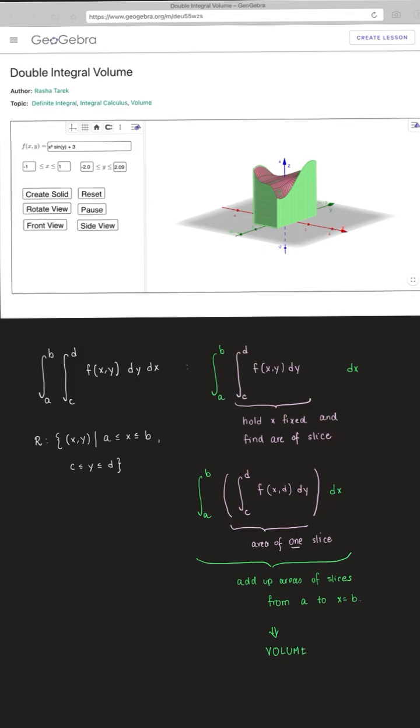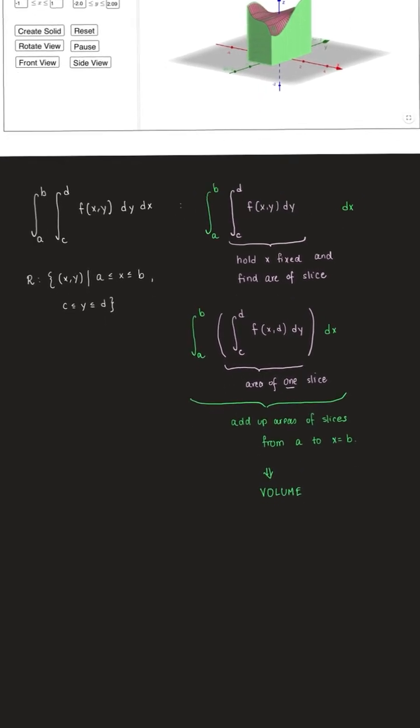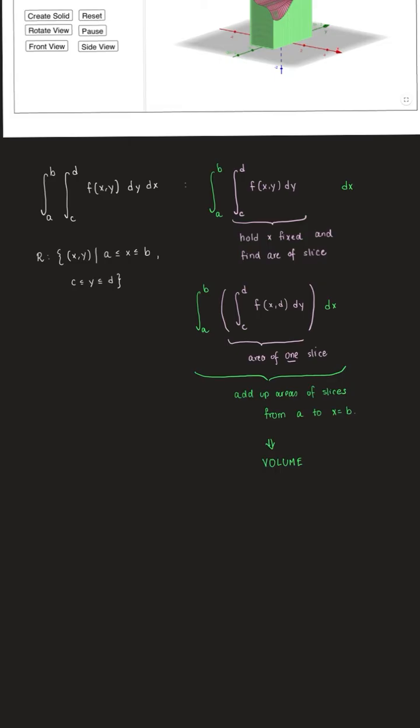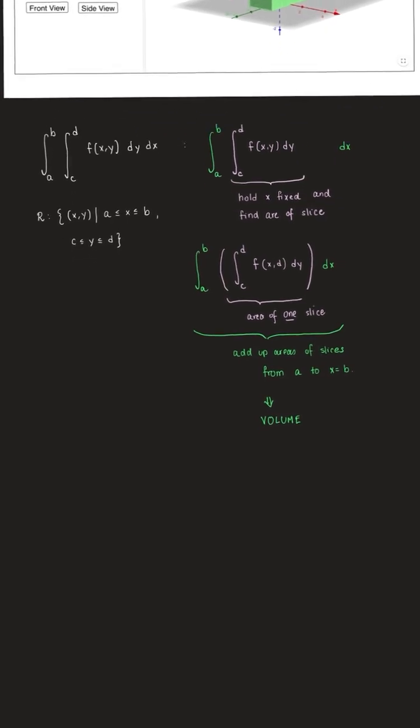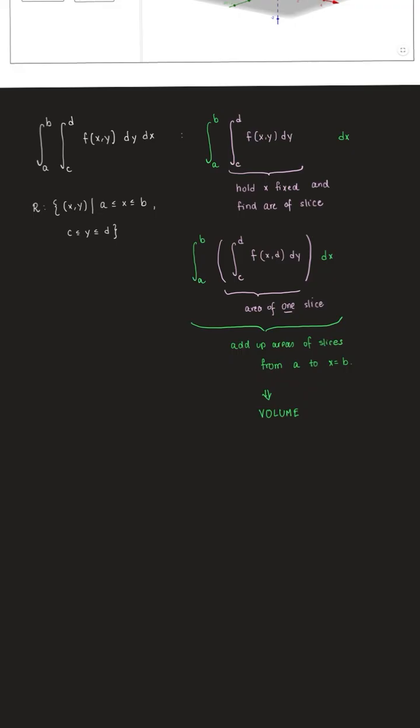So this is how we're going to put this into practice. You might have already realized that it won't matter the order in which we slice. So sometimes it might be easier to hold y fixed and find the integral with respect to x first, obtain that area, and then add all up as y varies. Or sometimes it might be easier to hold x fixed. And so we have a theorem that tells us it doesn't matter which way we do it, we're going to get the same value for the volume. And that's called Fubini's theorem for rectangular regions.